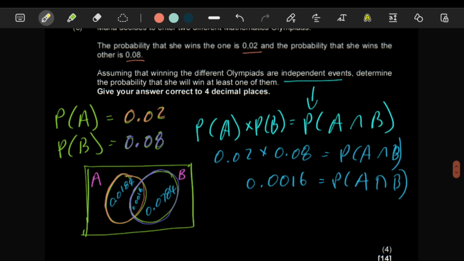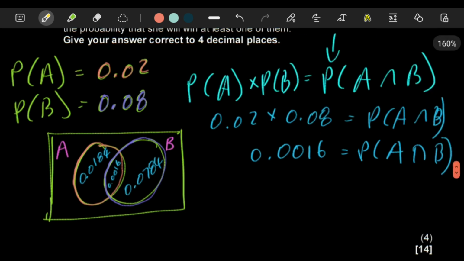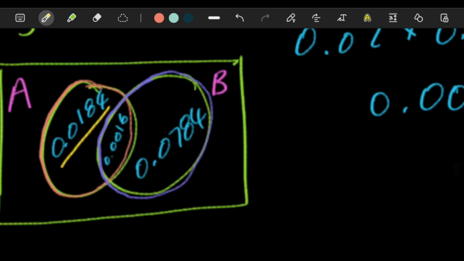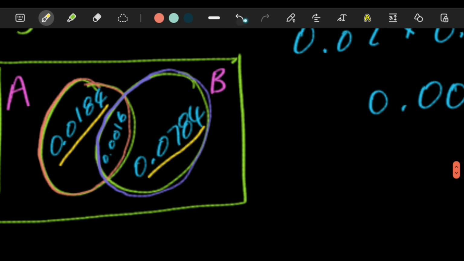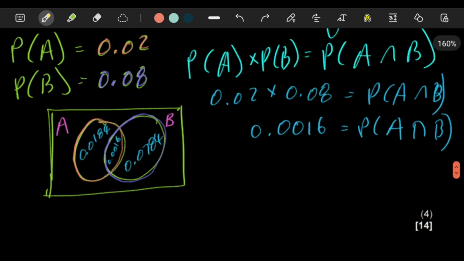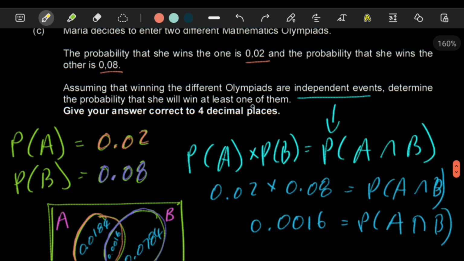We're almost there. Now they said here, determine the probability that she will win at least one of them. So winning at least one means she either wins A, this is the probability of winning A, and this is the probability of winning B. Her winning at least one of them means she either wins A, or she wins B, or she wins both.